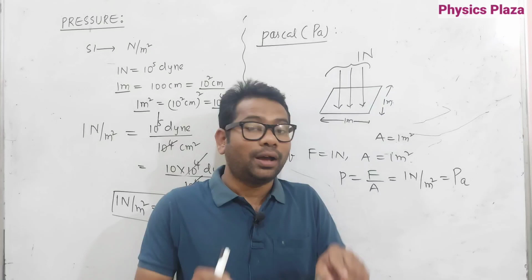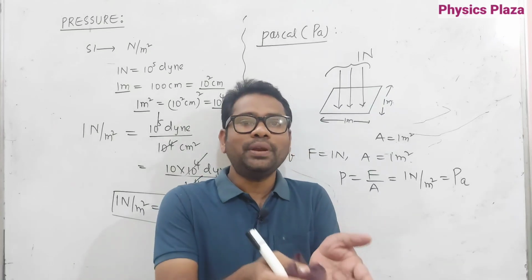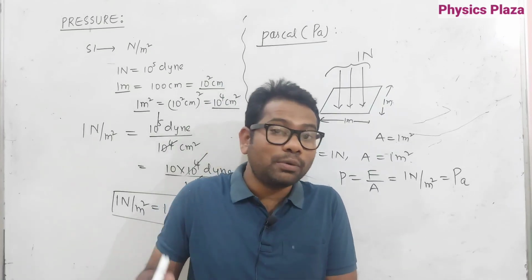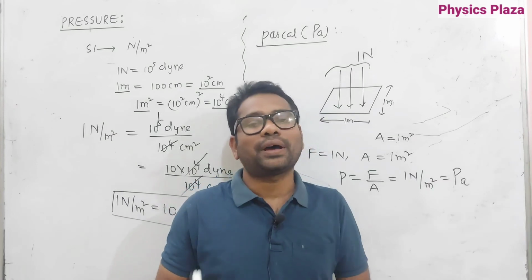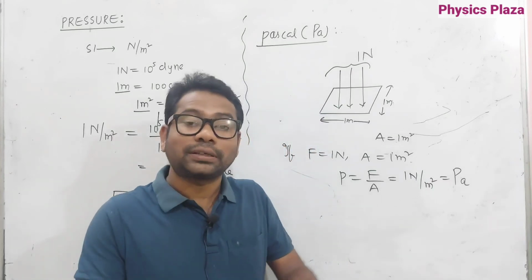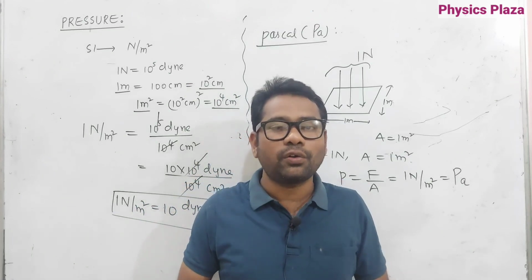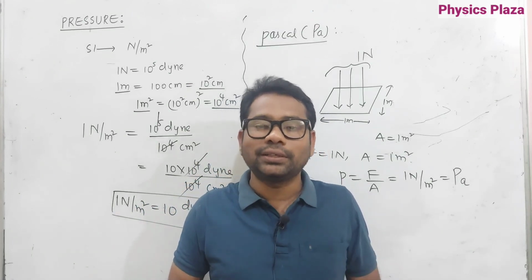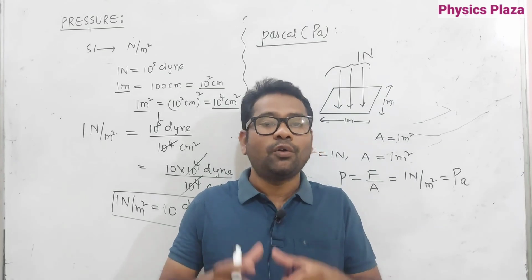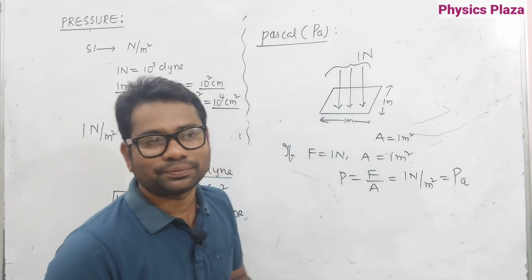1 Newton. And how much area? 1 meter square area. Then how much pressure can we say that? 1 Pascal. If the thrust of 1 Newton is acting on a surface area of 1 meter square, then the pressure is said to be 1 Pascal. That's it. Okay, got it?